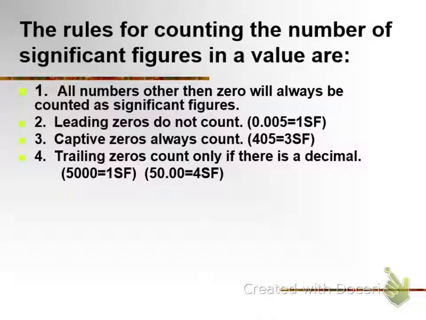Trailing zeros only count if there is a decimal, okay? If there's a decimal, it counts. If it's not a decimal, it doesn't. So in the case of 5,000, there is not a decimal, so it's only one significant figure, because most likely that's an estimation. If it was 50.00, because of that decimal and because there's a whole number in front of it, all 4 of those would be significant. This takes practice. It's always about the zeros, okay?